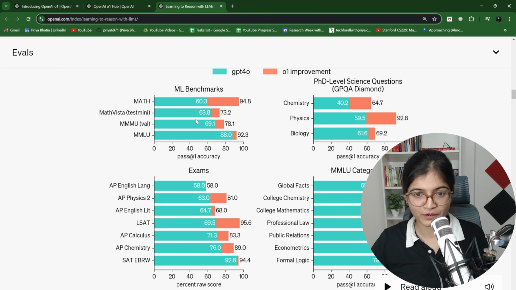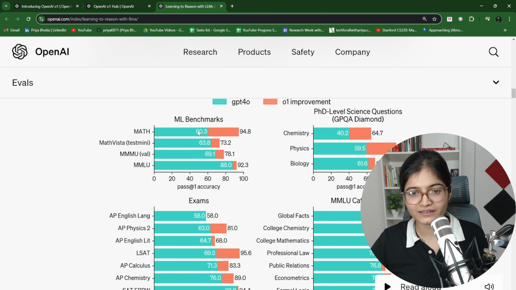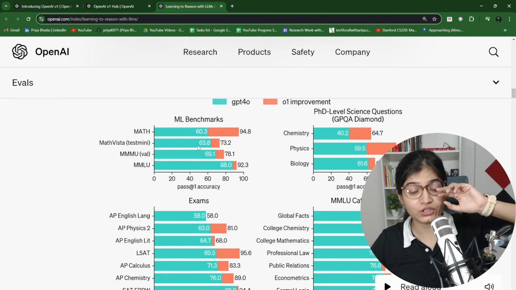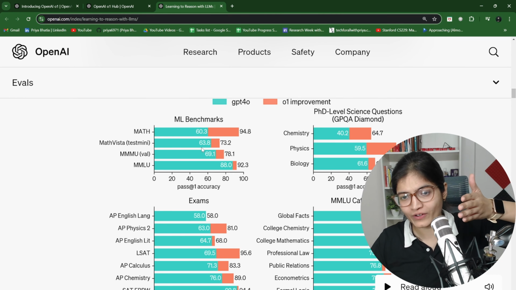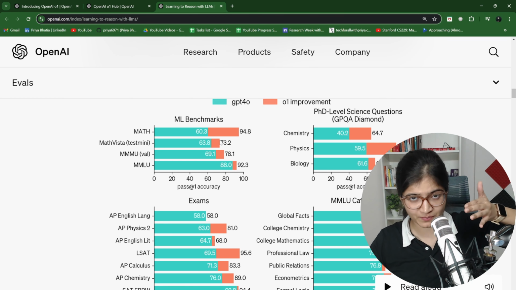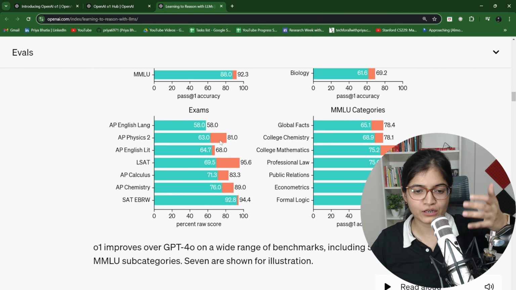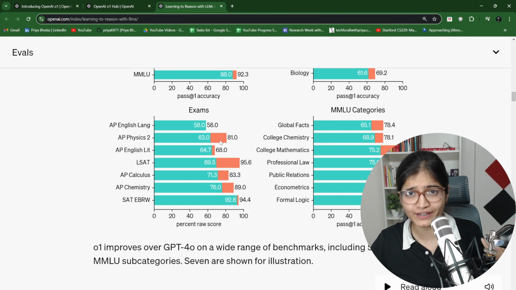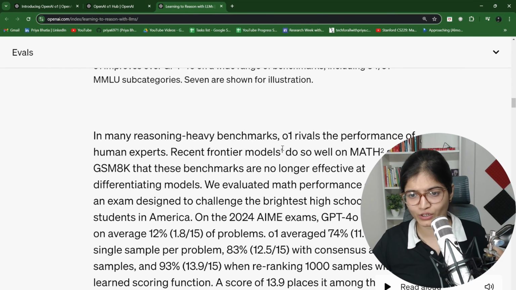Again, you can see the performance as per the ML benchmarks, as per the exams, as per the PhD-level questions, as per the MMLU categories. 60.3 is what they're highlighting as the performance of GPT-4o. And with this O1 model, look at how much improvement it gives in each and every domain. In every kind of scenario, you will observe that it is quite good. So you can clearly study what they are mentioning.